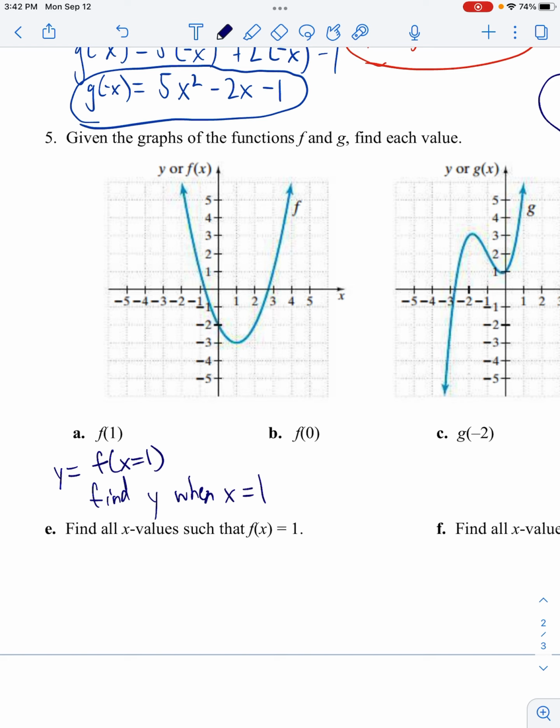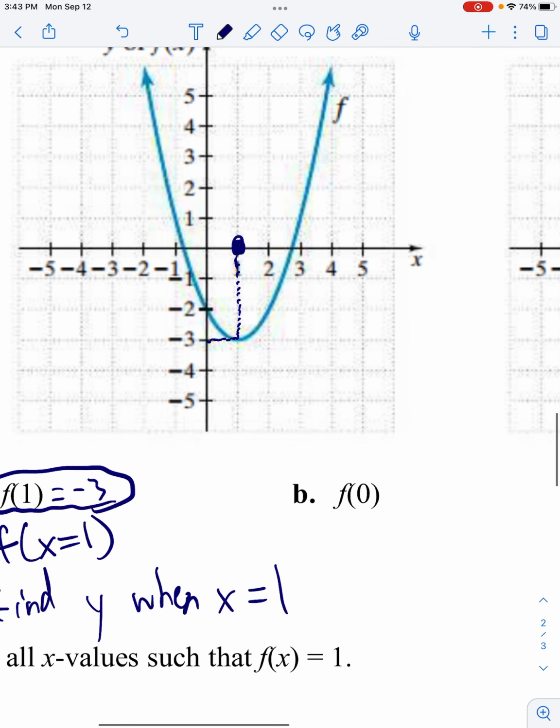So let's start at x equals 1 here, and then go down to my graph, hit the graph, and I go over to my y-axis, and I hit -3. So f of 1 equals -3 here, right? I started at x equals 1, went down to my curve, to my graph. Once I hit the graph, I went over to my y-axis, and I got -3, okay? That's what I got over here.